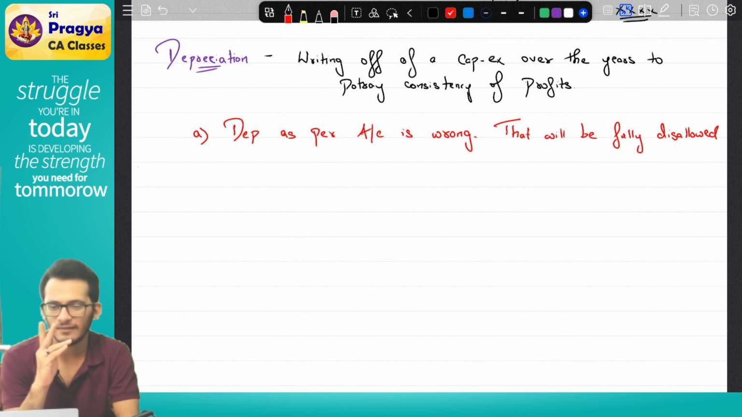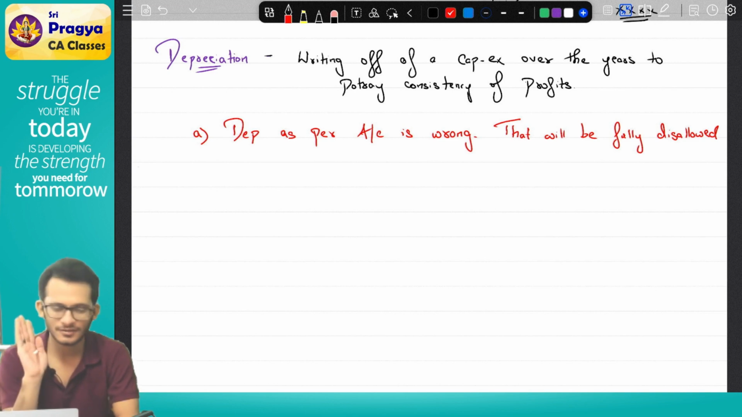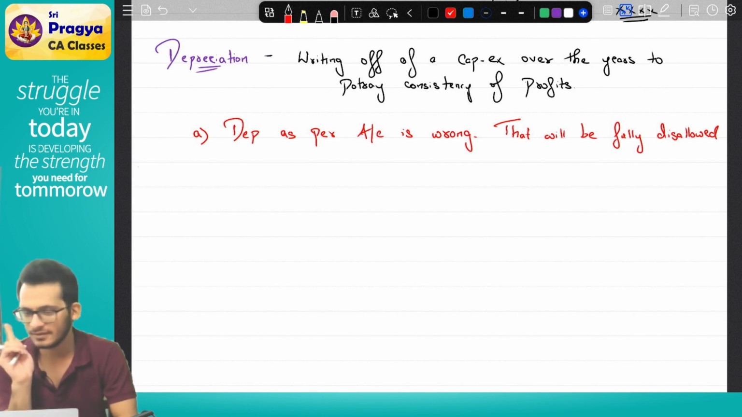Income tax and accounts have their own ego clash. Income tax will say accounts is wrong, and accounts will say income tax is wrong. Right now you are studying income tax with me, so for me, accounts is wrong. So rule number 1: depreciation as per accounts is wrong. Fully disallowed. This is rule number 1.